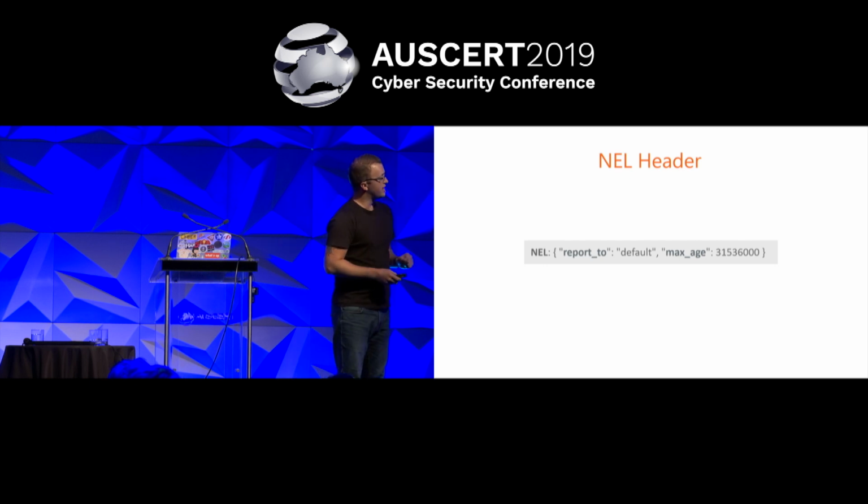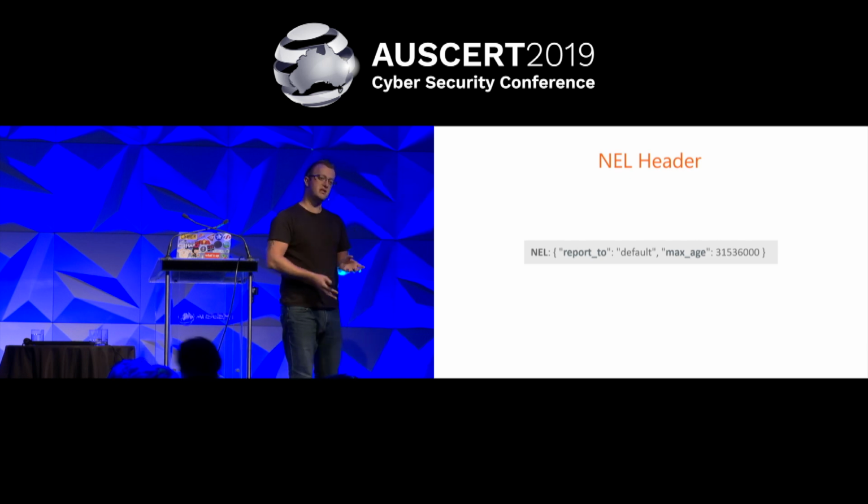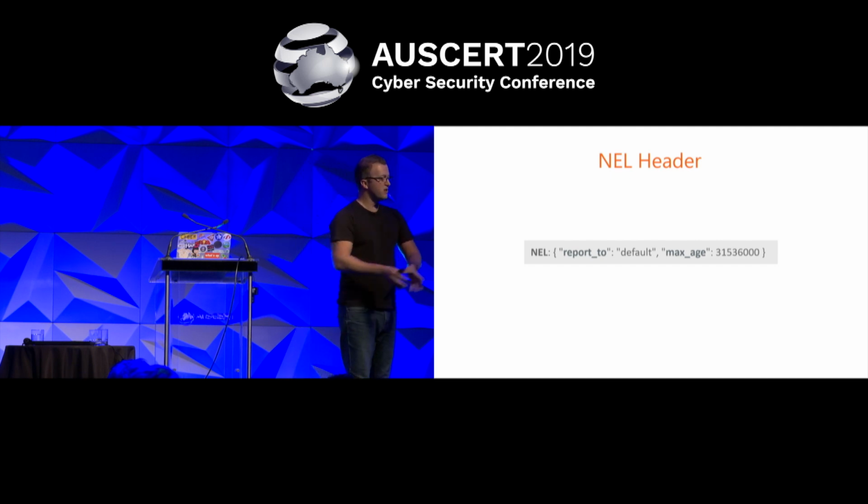The Network Error Logging header says, okay, I want you to send it to the Report-To endpoint called default. Remember earlier, the group had the name default. So you're basically saying, if anything goes wrong with this particular set of errors, I'd like you to send it to that group, and I'd like you to remember my preference for that's approximately a year in seconds.